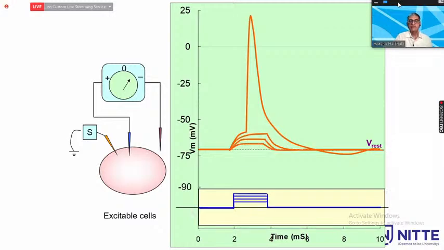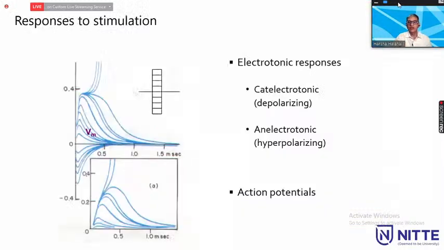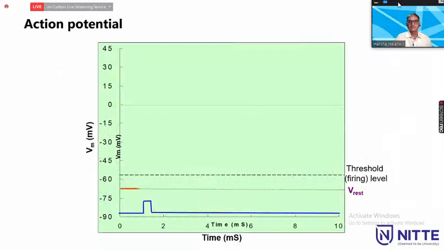And such a response is called an action potential. This is characteristic of excitable cells. Neurons, muscle cells, and some other cells can generate action potentials because they are excitable. That means depolarizing stimuli, if they exceed a particular threshold, result in a very different type of potential, an explosive response called an action potential.